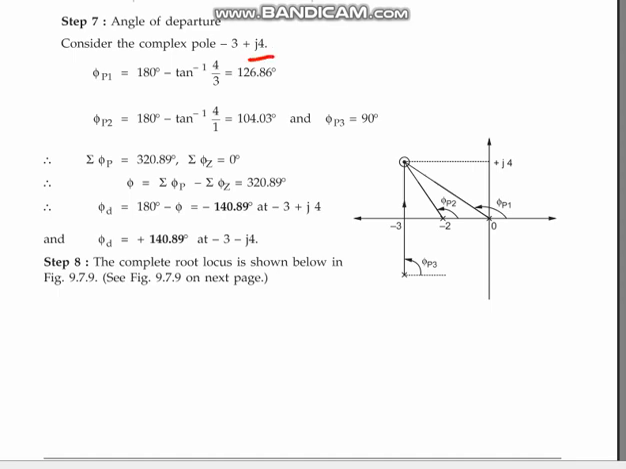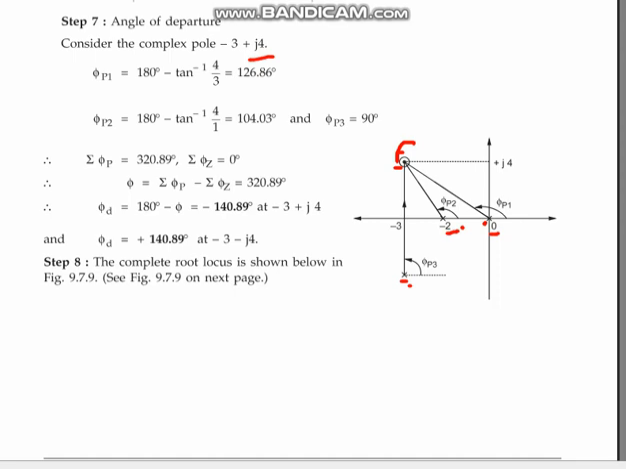For the given problem, one pole is at 0, one pole is at minus 2, one pole is at minus 3 plus j4, and one pole is at minus 3 minus j4. Now, to find the angle of departure, we consider one pole, that is minus 3 plus j4. To find this angle of departure, we have to join all the other poles to this particular pole.